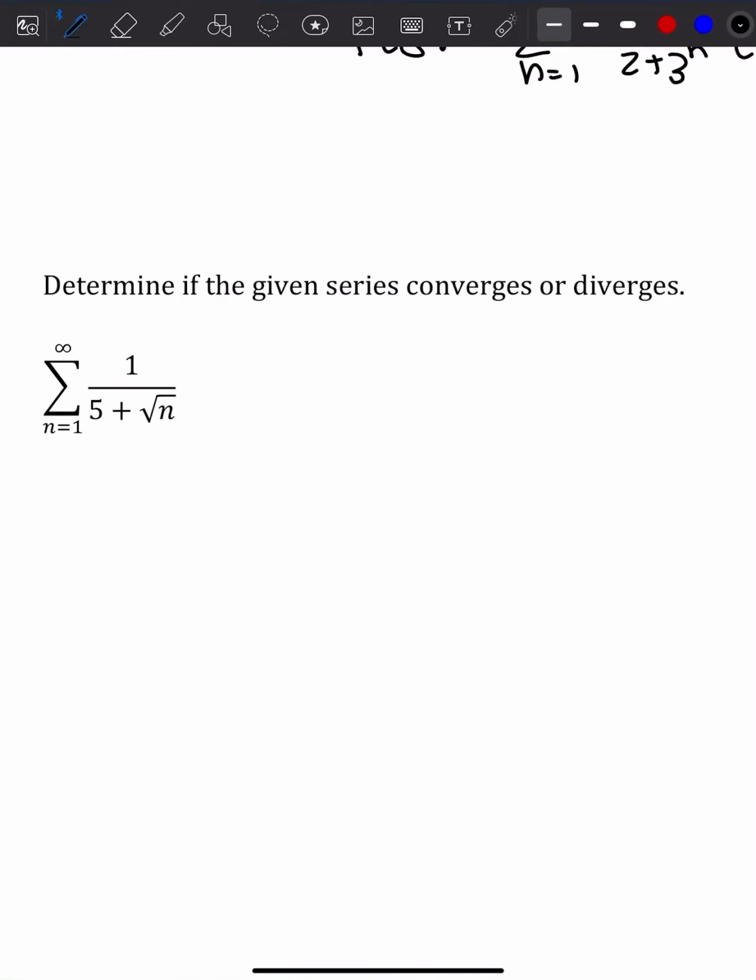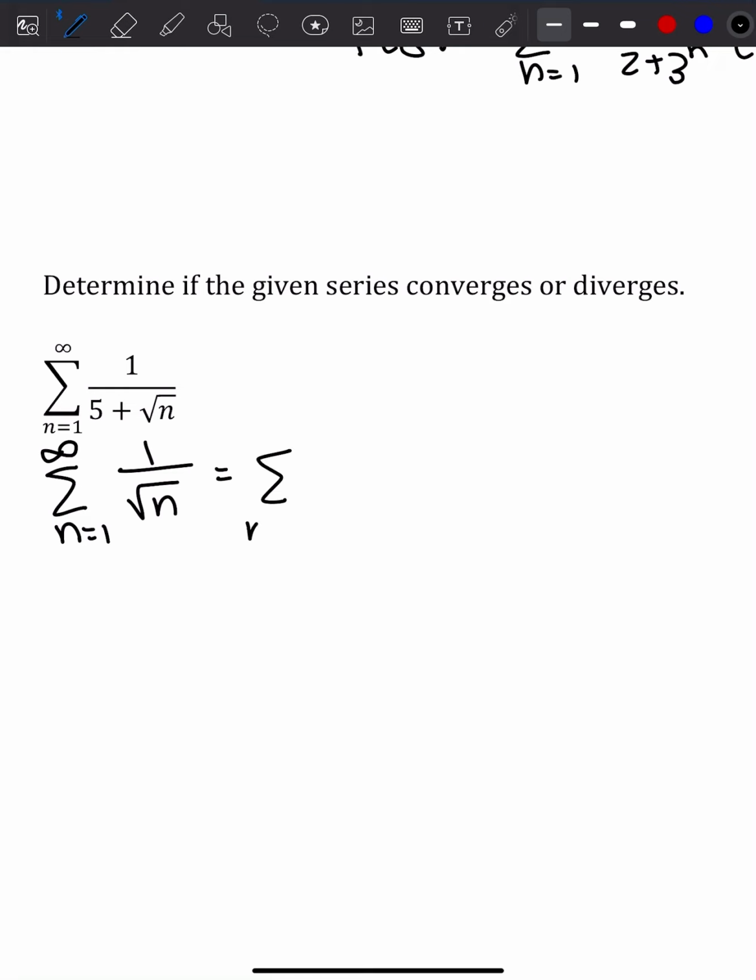Okay, so now what we're going to do is look at this summation from 1 to infinity of 1 divided by 5 plus the square root of n. So keeping in mind what we just did, if I were to try out a value, the first thing that I might think about doing is just getting rid of that 5 and looking at the summation from n equals 1 to infinity of 1 over the square root of n. This is the same thing as 1 over n to the 1/2 power.